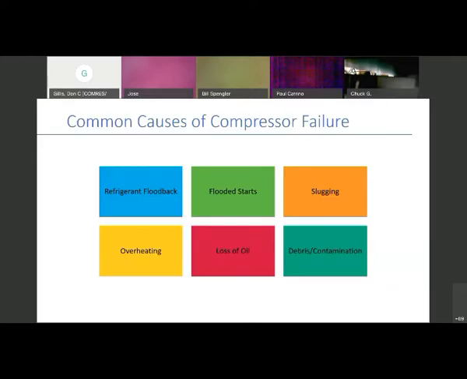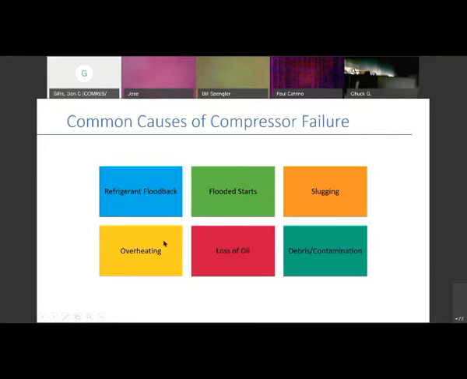Today, we're going to talk about common causes of compressor failure. Due to time restraints, I removed one of these, and that's going to be our slugging, and I'll go over that a little bit with these first two, okay? I'll try to get through this as best as I can for the most part, and I think we'll be close. I've been tweaking it all morning long and last night. But these are in no particular order. We've got refrigerant floodback, flooded starts, overheating, loss of oil, and debris and contamination.